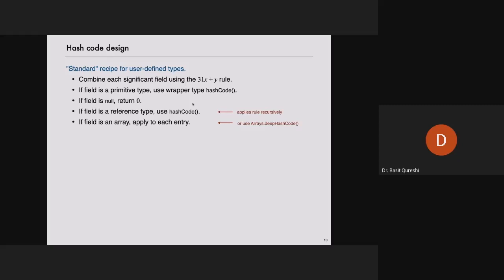So use the wrapper type hash code. If the field is null, return 0. If the field is a reference type, it's an address, so you can use a hash code, which can be applied recursively. If the field is an array, then you have to apply the hash code to each entry of the array. So we have the Arrays.deepHashCode method, a default method built into Java. You can just simply call it. In practice, this usually works well, but there's no guarantee.